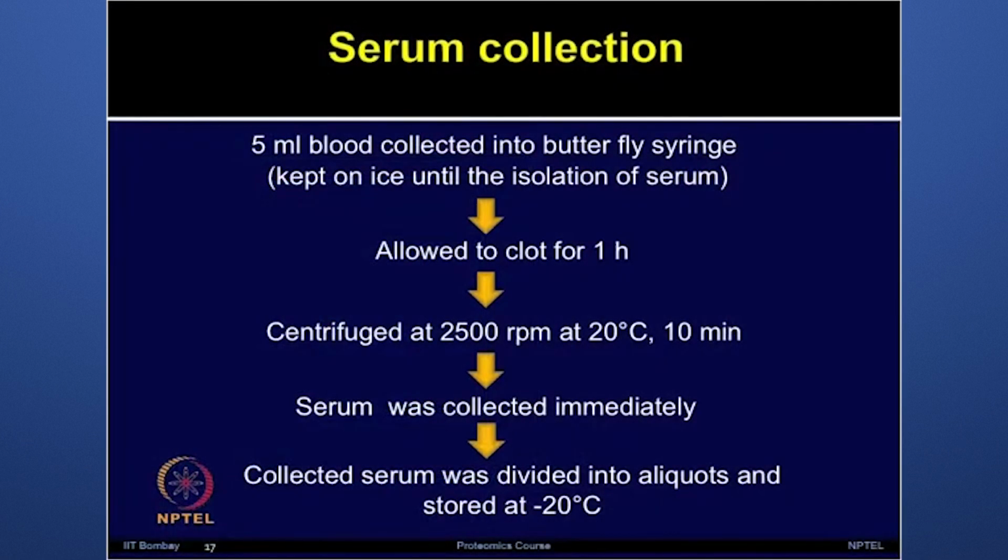So, if you collect 5 ml blood, keep it on ice until the serum isolation, allow it to clot for an hour and then centrifuge at 20 degrees for 10 minutes, followed by separating the supernatant, the serum layer, immediately. Collected serum can be stored at -20 degrees or -80 degrees. -20 if you want to use it immediately for your further use, or if you want to store for a long time, then you can store in -80.